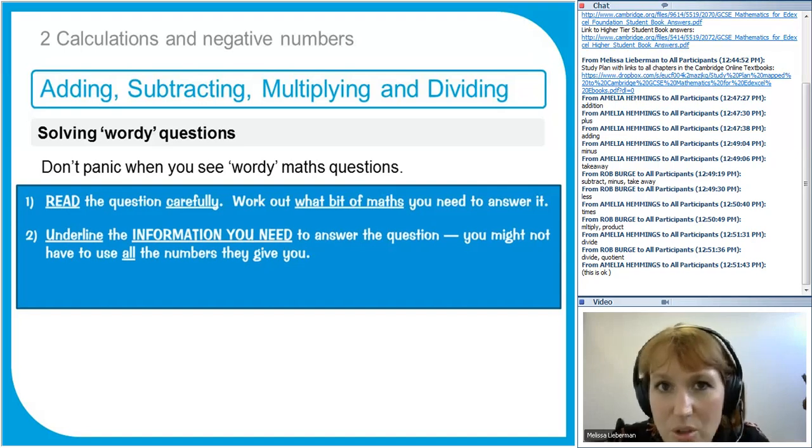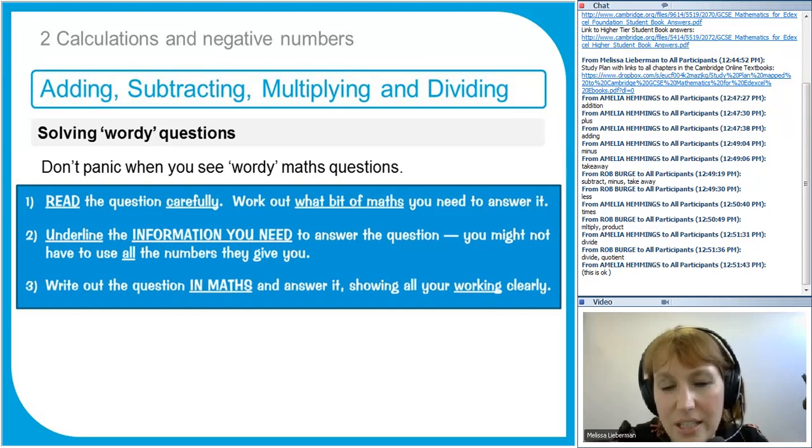Sometimes you're given extra information that you don't need. If you look at any of the GCSE maths past papers, you'll see the kinds of questions that I'm talking about. And then you need to translate this written question into the maths.